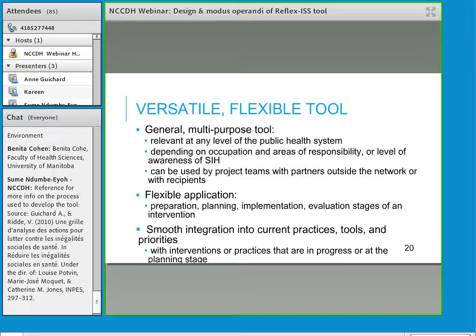This versatility also refers to how to answer the questionnaire in the tool, in project team, with partners, or with recipients, and how easily it can be incorporated into current practices and priorities.